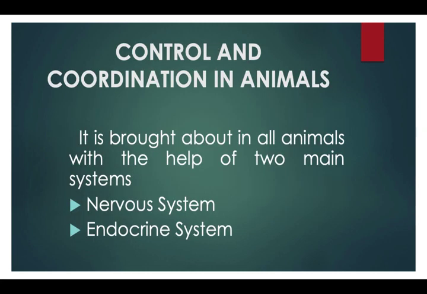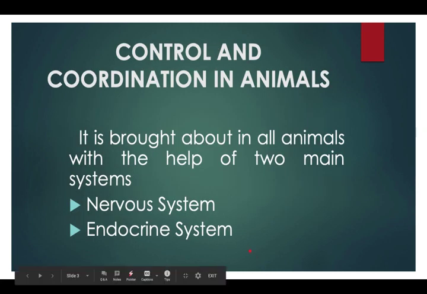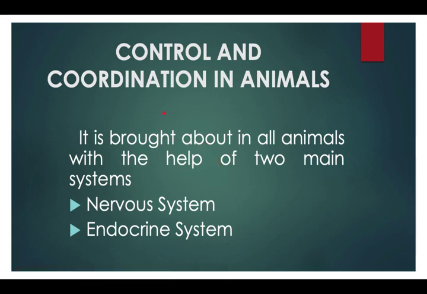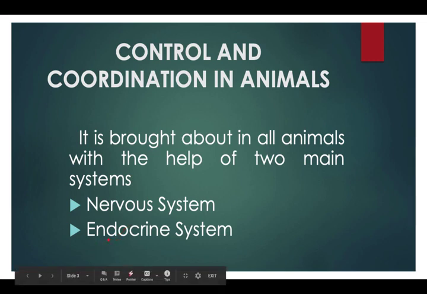to run the body in a proper manner. Now, control and coordination in animals is basically taking place by two important systems, and it is brought about especially in all animals with the help of these two systems. One important system is known as the nervous system, which is responsible for the neural control and coordination, and the other important system is the endocrine system, which is responsible for the hormonal control of our body functions.